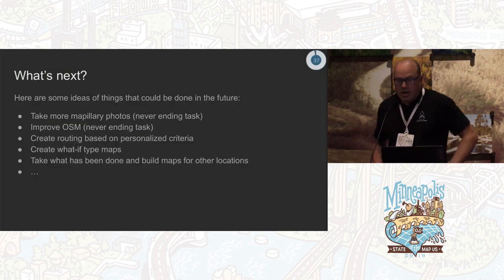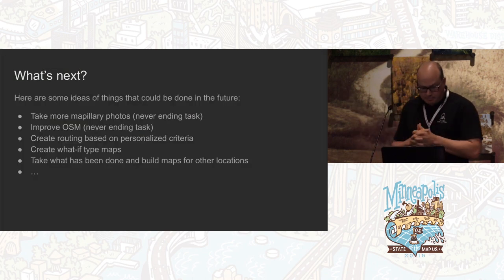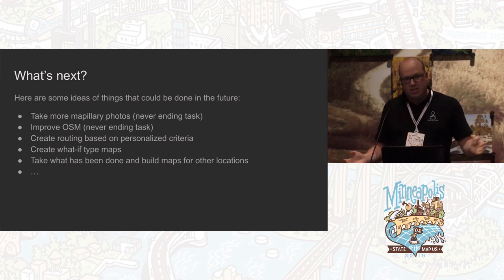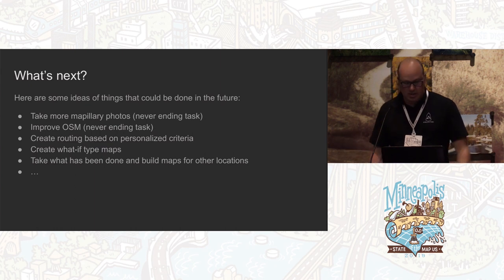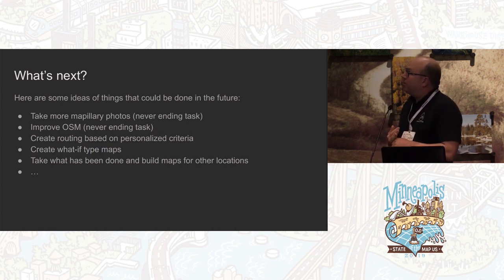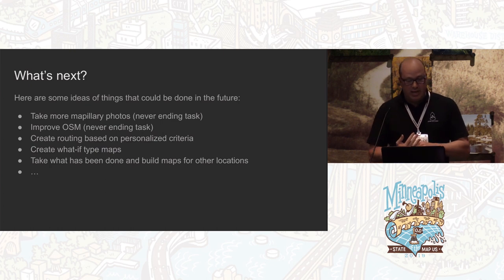So what's next? We don't have any specific projects. It's all volunteer-based, so depending on who's interested in doing what. Obviously, the never-ending task of improving OpenStreetMap or taking more photos. One of the things people have definitely expressed an interest in is creating routing based on personalized criteria.